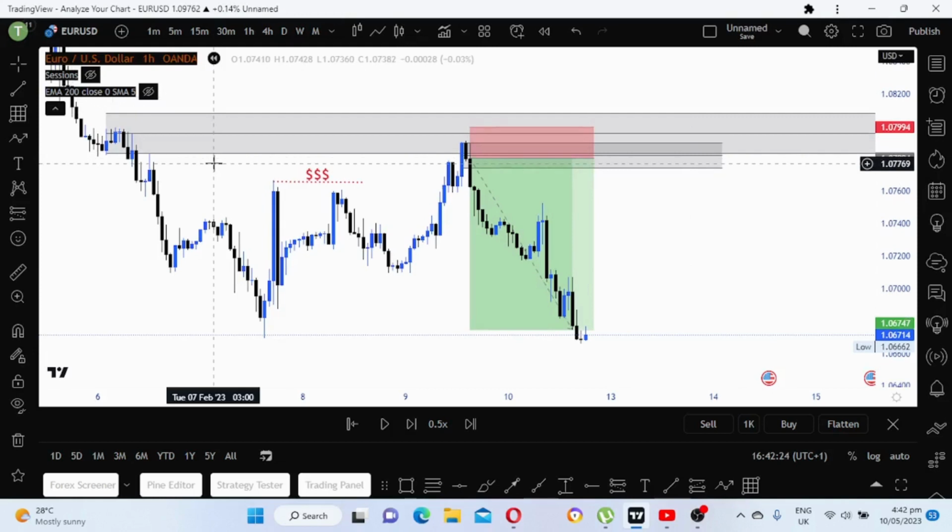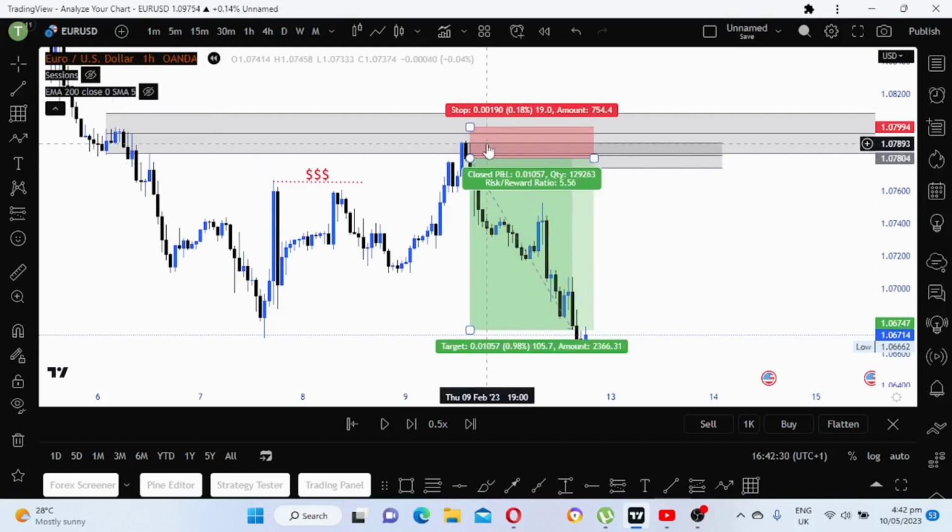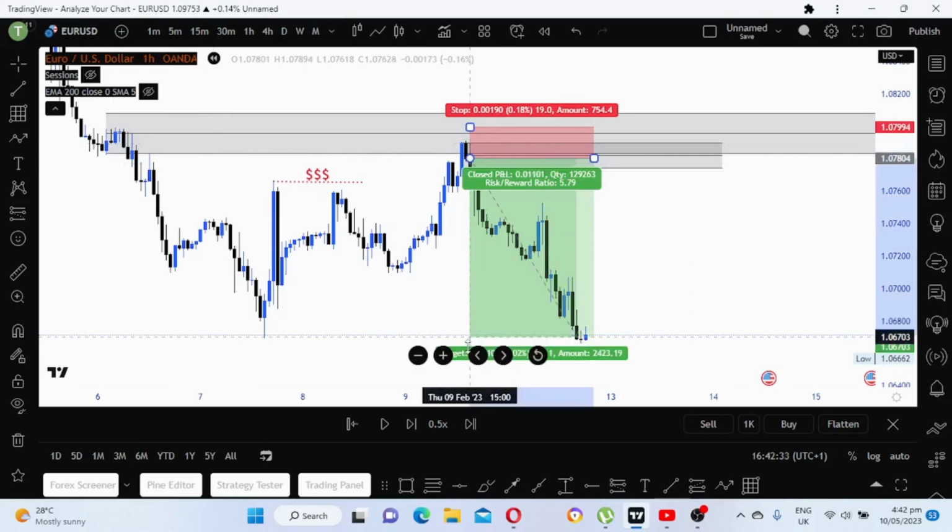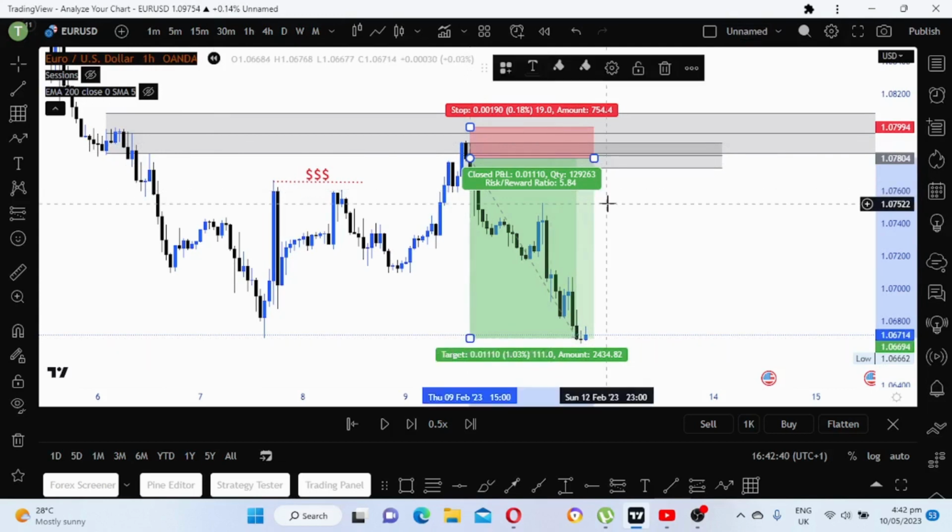Let's look at how my stop loss is a 1 to 5 risk reward ratio, because I would have targeted this low here. I would have targeted this low because I knew this low would give a 1 to 5, guys. A 1 to 5 risk reward ratio. So let's just wait.